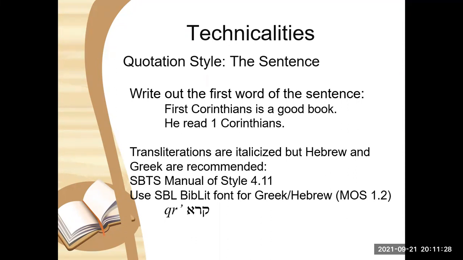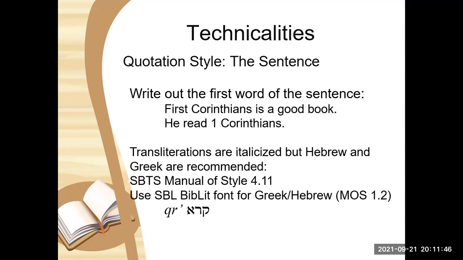So whatever book that you are citing here, whether it's 2 Samuel or 2 Peter, you always want to write out the word when it's the first word of the sentence, but then just use the number when it is anywhere else in the sentence.